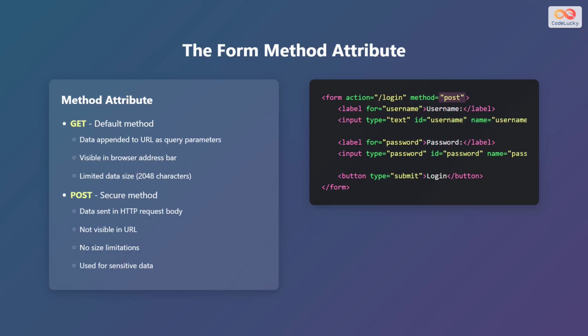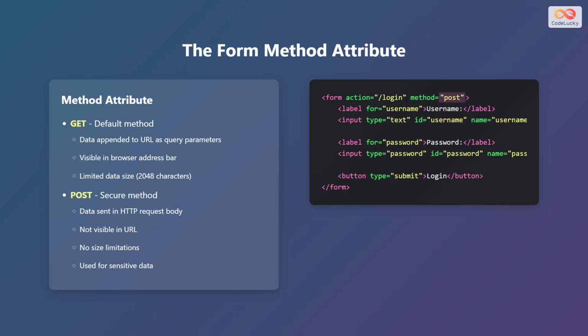The method attribute specifies the HTTP method used to send the form data. The two common methods are get and post. Get is the default method. It appends the form data to the URL as query parameters, which are visible in the browser's address bar. The get method has a limited data size, usually around 2048 characters.